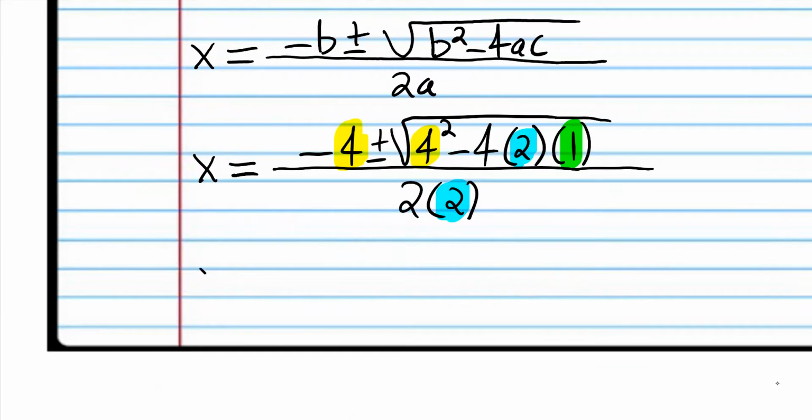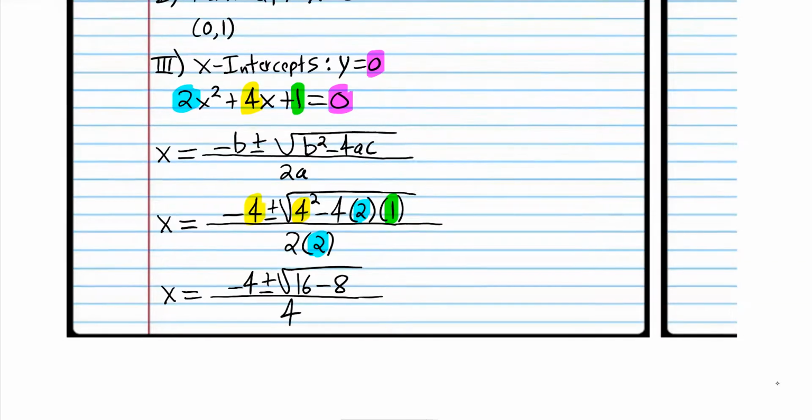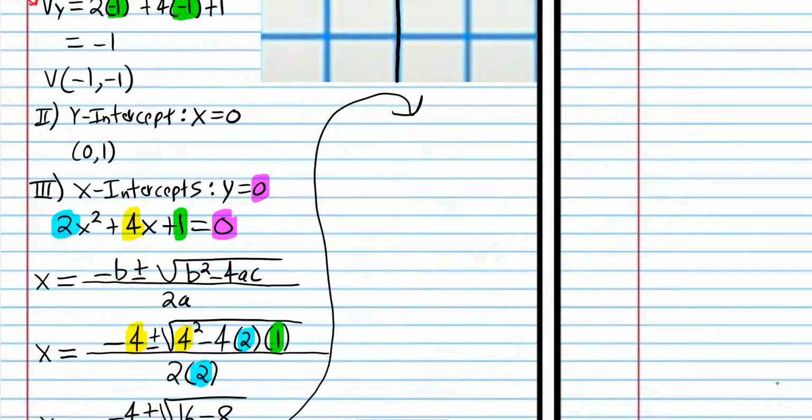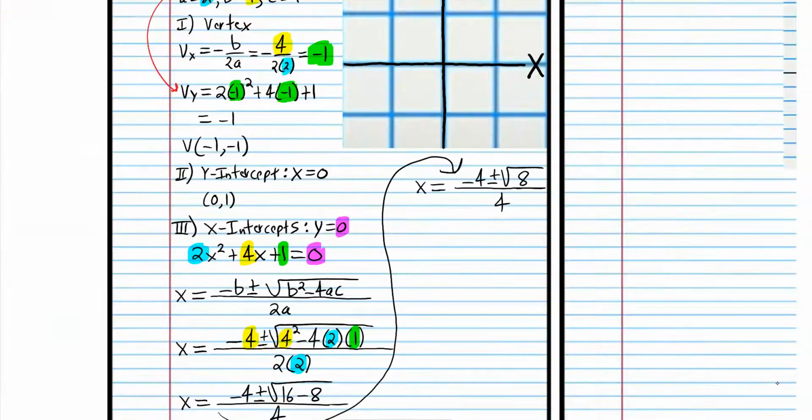So simplifying, B squared is 16, and then -4 times 2 times 1, that's just going to be -8, and 2 times 2 is 4. So if we simplify, obviously we're out of room, so I'm going to use an arrow to go up here. We have -4 plus or minus √8 over 4, looks like.